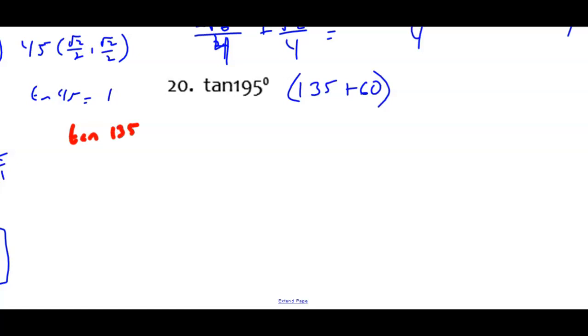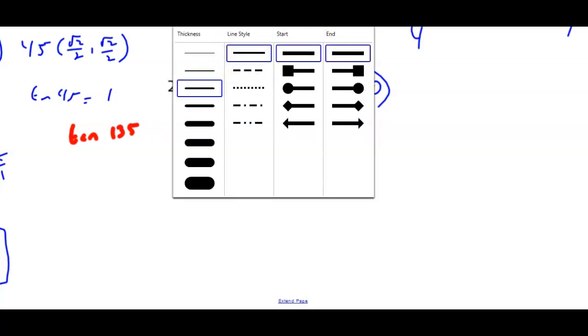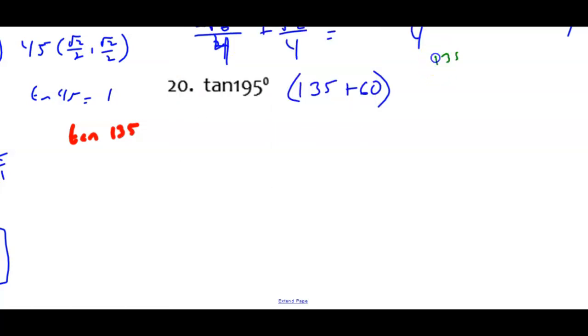Well, let's look at that point real quick. 135 is going to be, sorry, I gotta change this line. All right, so 135 is negative radical 2 over 2, radical 2 over 2, and 60 is 1/2, radical 3 over 2. So now tan of 135 will be that over itself, but with a negative, so negative 1.